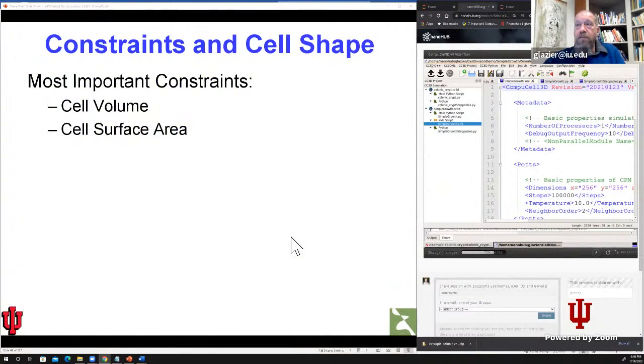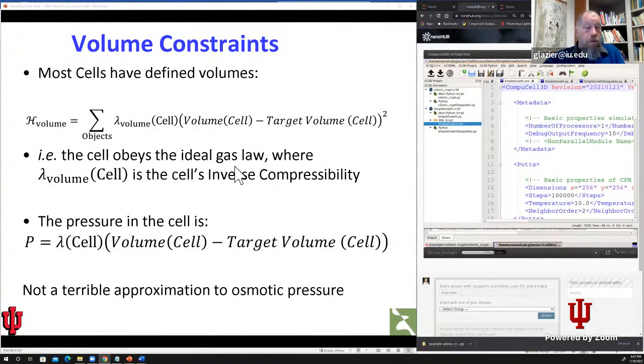The next thing that we have to think about is what are our basic constraints. The two we're going to run into today, I hope, and I'm going to take a break pretty soon to let people catch their breath, are volume and surface area. Most cells are going to have a volume. You can imagine the material amount of protein in the cell, for example.